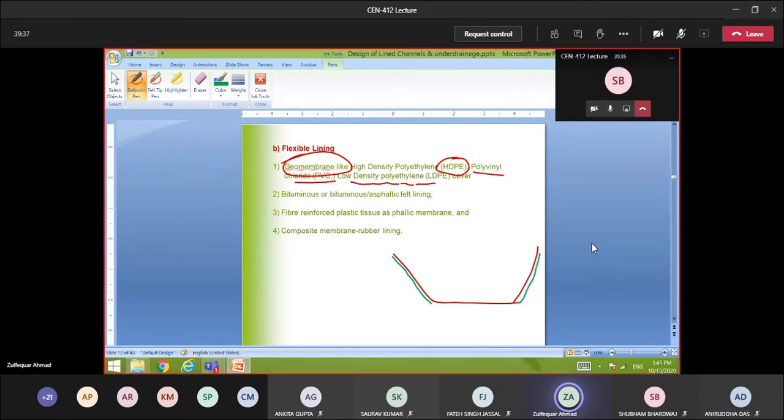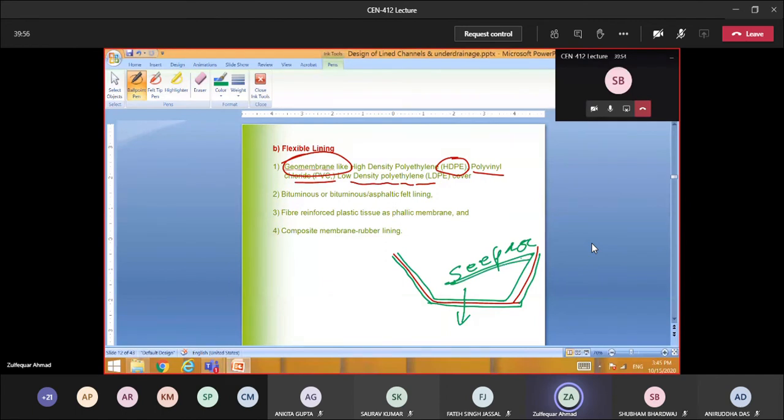Or maybe on the surface also, depending on what type of polythene you are using, right? And this is virtually for controlling the seepage. This is for controlling the seepage, right?